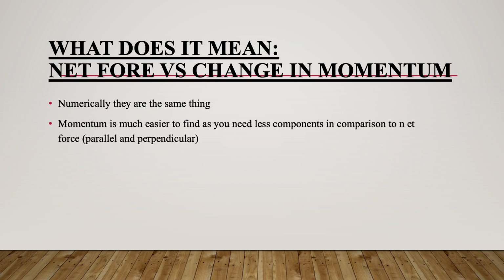So the first question we're going to ask is, what does it mean? And this is net force versus change in momentum. Numerically and mathematically, they are actually the same thing. But to find the change in momentum of an object, all you really need to know is the change in the object's velocity or motion, and it's very easy to separate the components as I showed in the third slide. Whereas net force, you need to know every external force acting on the object, so then you can resolve forces into parallel and perpendicular forces, which can be a lot more time consuming.